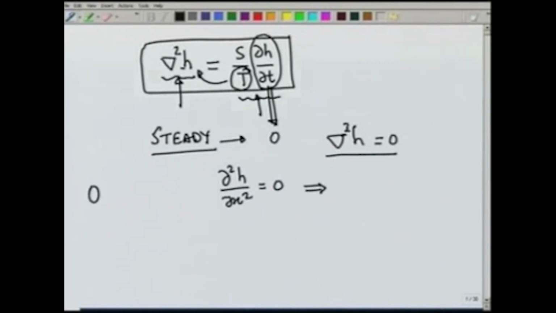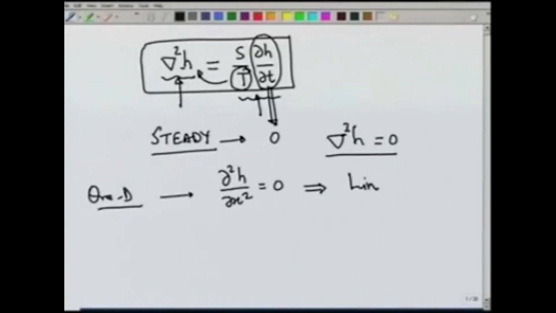So, for one dimensional flow in the x direction, we can write that the second derivative of h with respect to x will be equal to 0, which gives us a linear head profile as h equal to C0 plus C1x. The values of C0 and C1 would be obtained based on the boundary conditions.